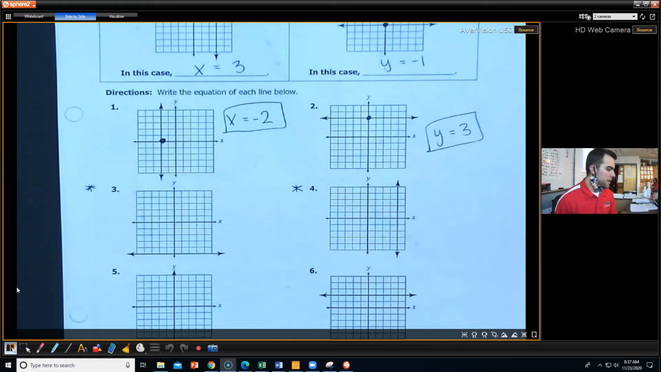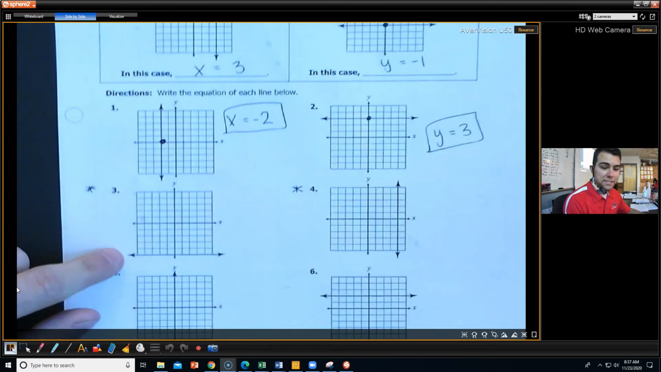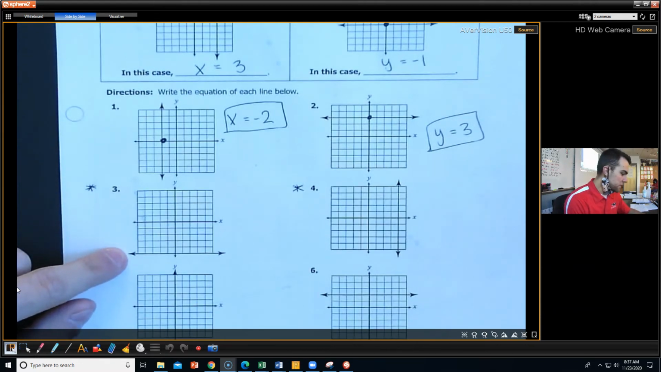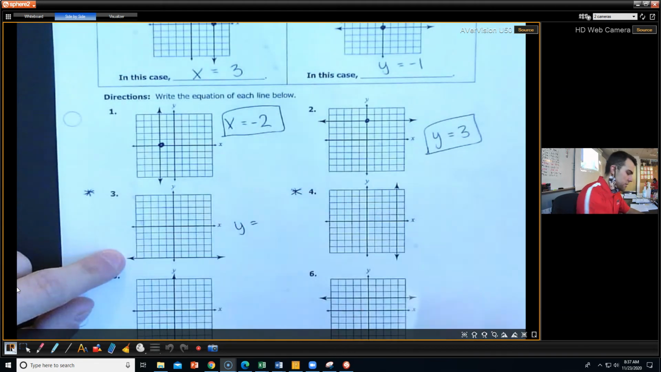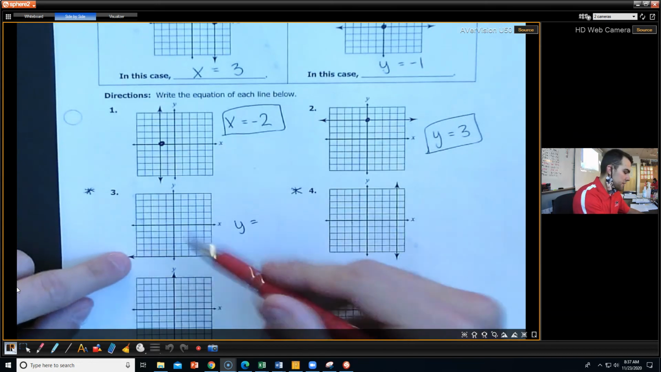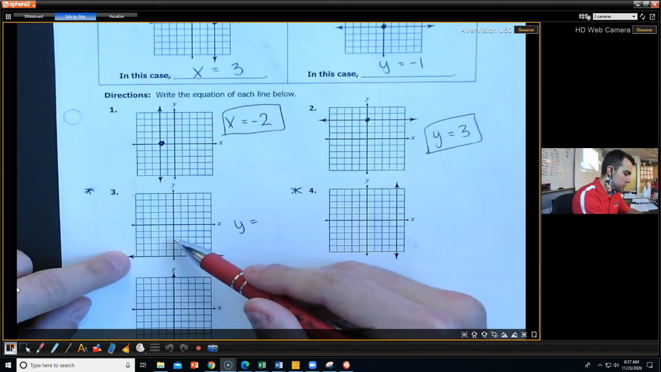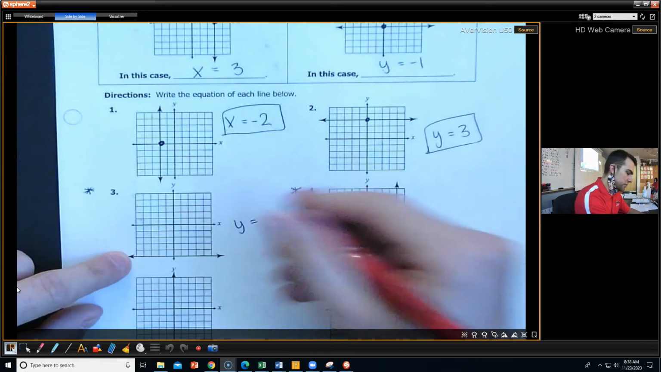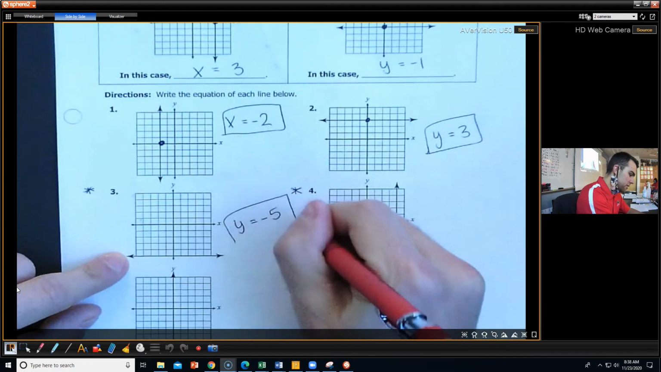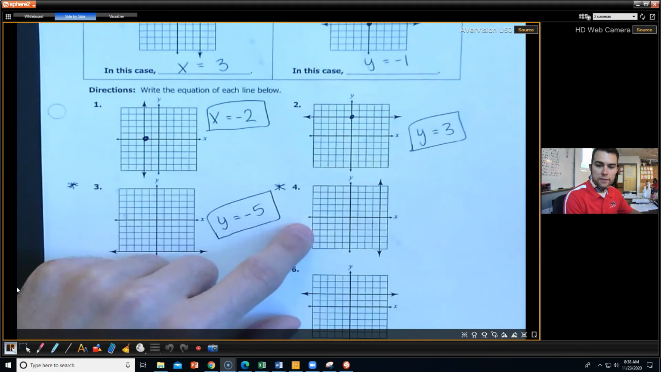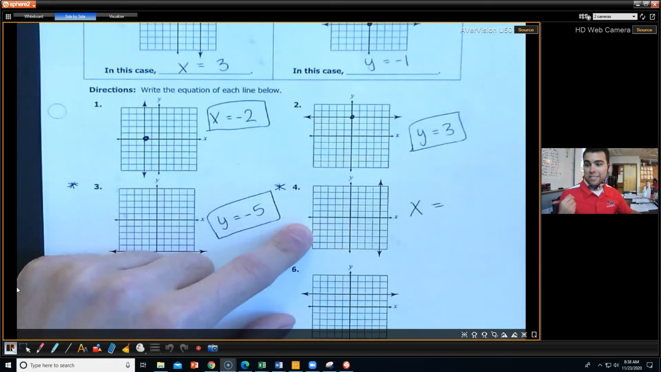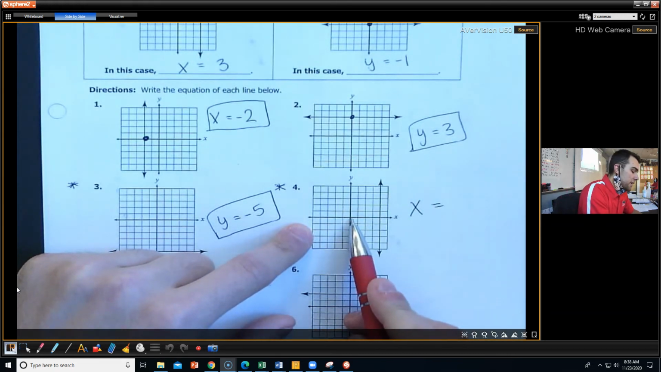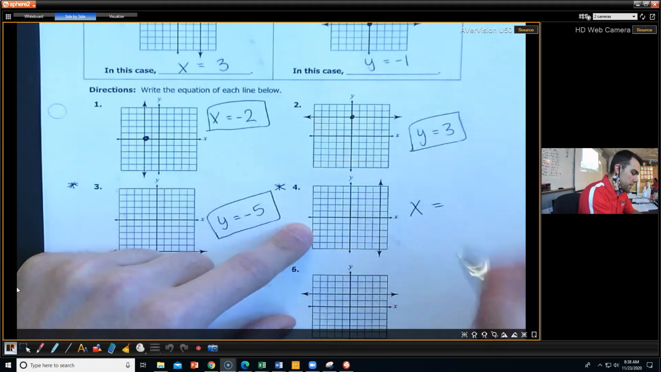And we are back. All right, let's look at number 3. Well, our line is down here. It's kind of hiding from us. But that is a horizontal line. So I know it's going to be y equals whatever this y-intercept is. So if I come down here, this is negative 1, 2, 3, 4, 5. So y equals negative 5. And that is all gravy. All right, let's look at number 4. Again, we have a vertical line this time, so it's x equals whatever our x-intercept happens to be. So I come over here, this is 1, 2, 3, 4.